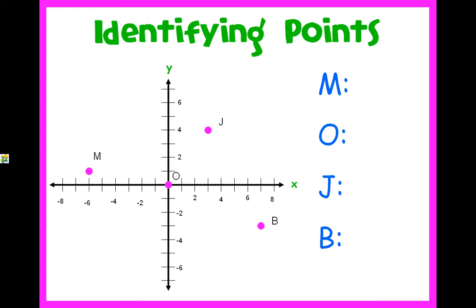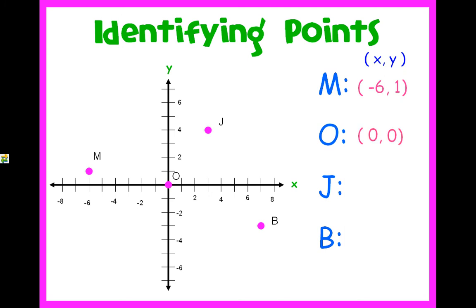So let's look at M first. We're going to move first left because it's to the left and we're starting with the x-axis first. So we're going to move left negative 6. So our x is negative 6, and then our y, which is up or down, we're going to move up, so that's a positive 1. Okay, now point O. Remember that that is on the origin. That is the intersection between the x-axis and the y-axis. So that point is always 0, 0.